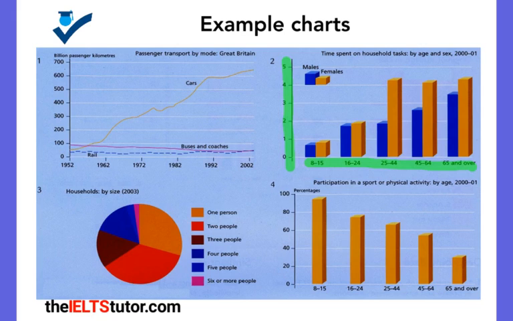Now, number 3, chart number 3, how are we going to describe that? You could say the chart indicates the proportion, perhaps, the proportion of UK households consisting of differing numbers of people from 1 to 6 or more in 2003.